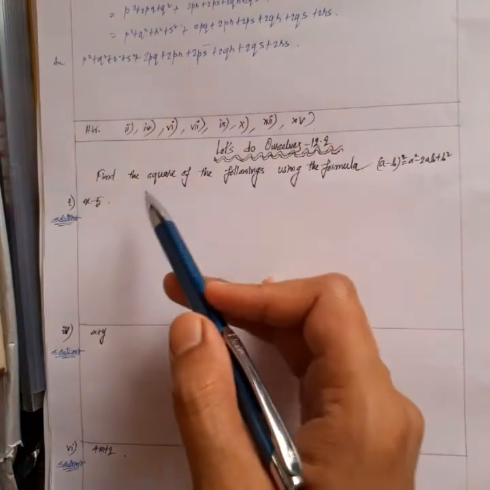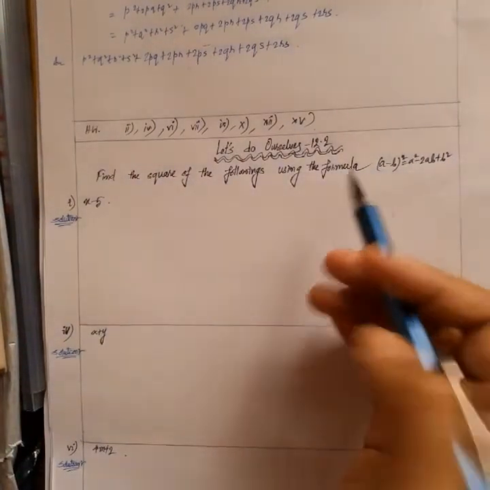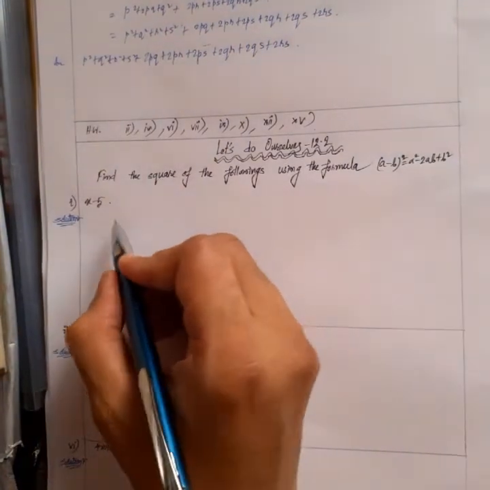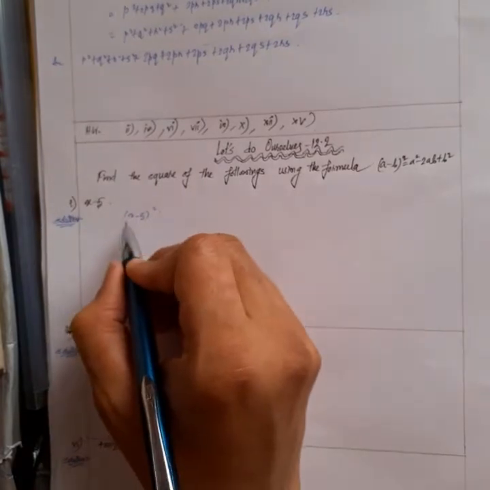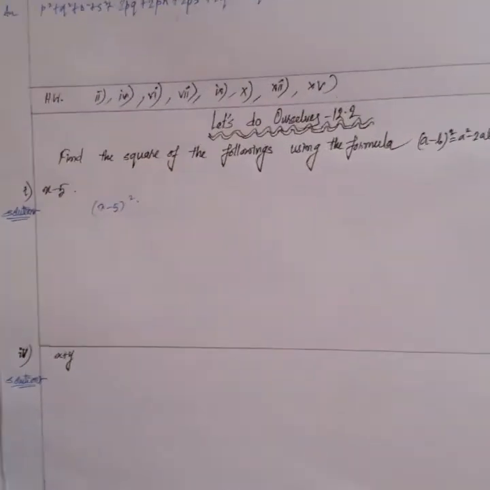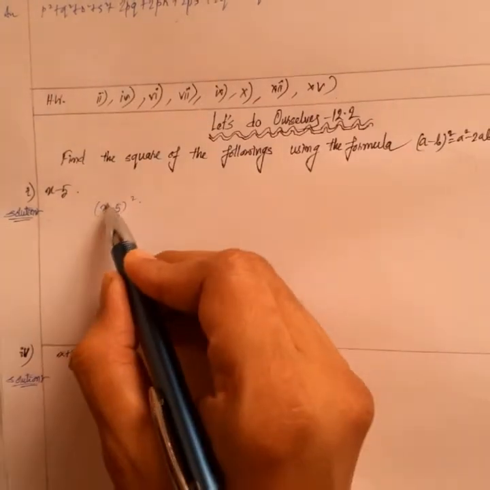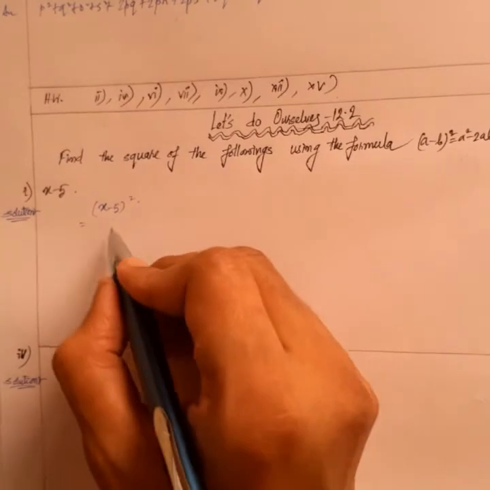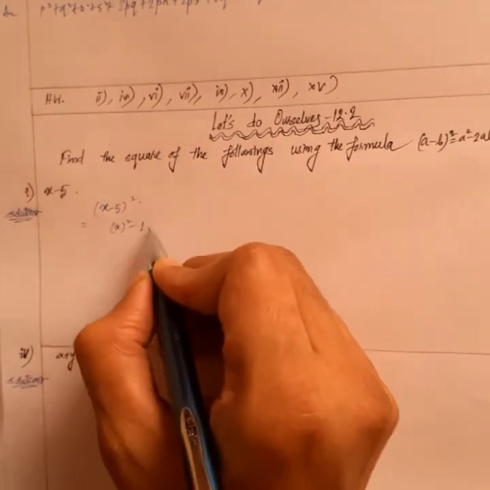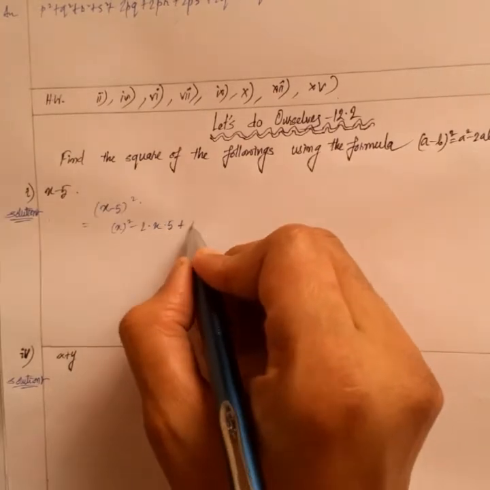You have to find out the square of the given expression x minus 5 using this formula. This is a very simple sum. You have to find x minus 5 whole square. As you can see, this is already in the form of a minus b whole square. So for this sum x will be treated as a and 5 will be treated as b. So you can write x square minus 2 into x into 5 plus 5 square.